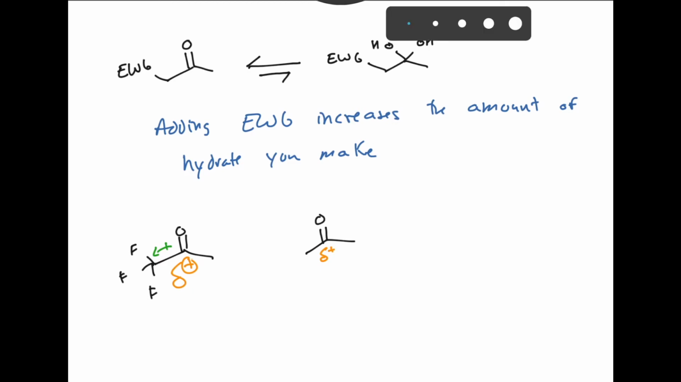So if you're water and you're picking a carbonyl carbon to add to, you're going to add to the more positive one, right? So that means you're going to make more hydrate because it's easier for water to add to the more positive of the two carbonyl carbons. Right? So by adding electron withdrawing groups, you make your carbonyl carbon more reactive, which in turn leads to you making more hydrate.